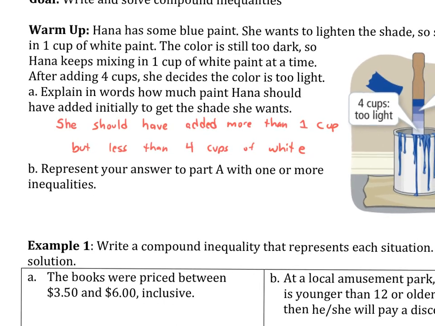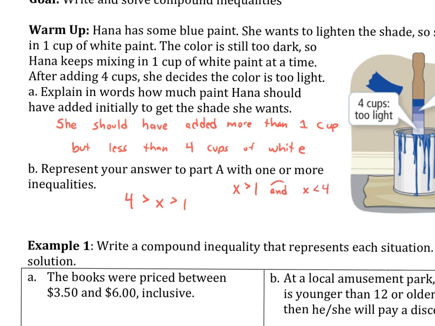Now, part B. Represent your answer to part A with one or more inequalities. So here we had a single inequality that's extended, and we see that X, being the number of cups of white paint she should add, should be less than 4 but greater than 1. Somebody could have said something like this. X has to be greater than 1. I am going to delete that down there because I don't think it was correct. So X is greater than 1 and X is less than 4.